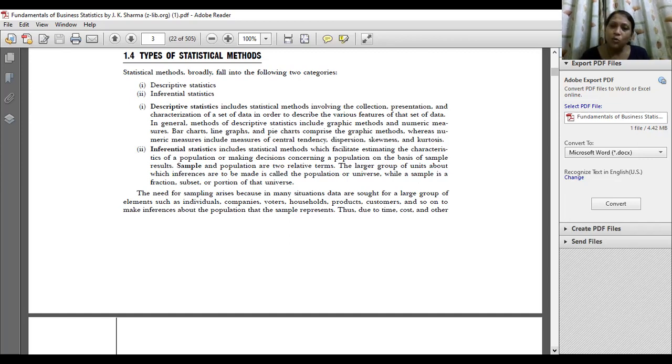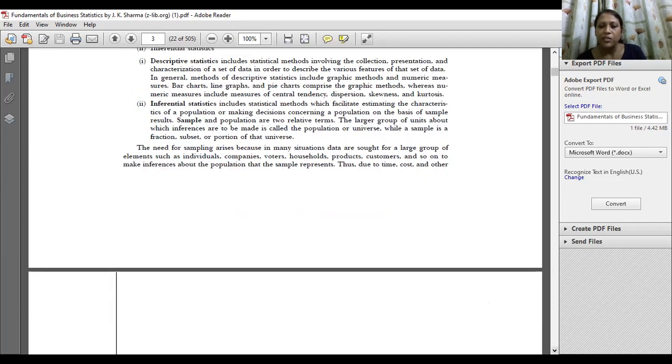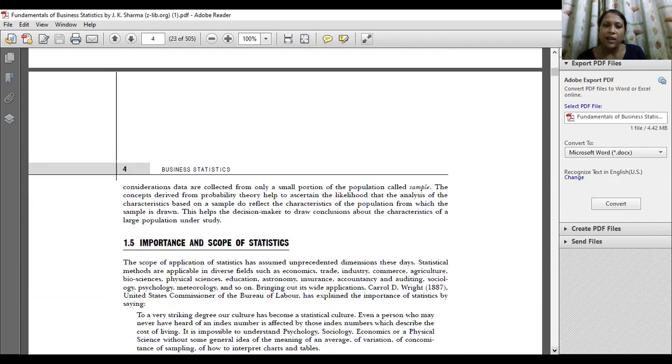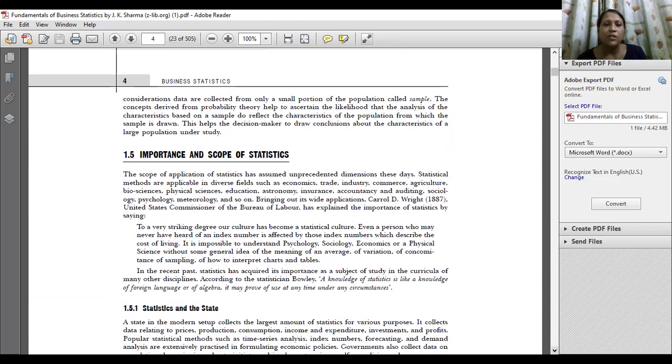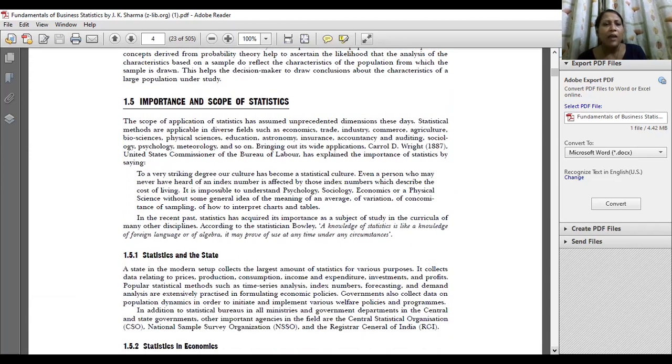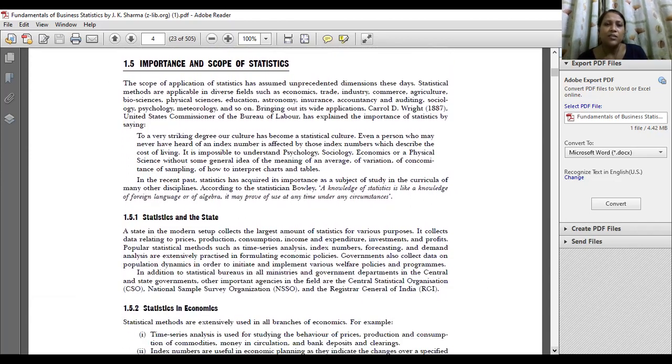The larger group of units about which inferences are to be made is called the population or universe, while a sample is a fraction, subset or portion of that universe. So, going to the next page. Now I think it is clear what descriptive statistics is and what inferential statistics is.